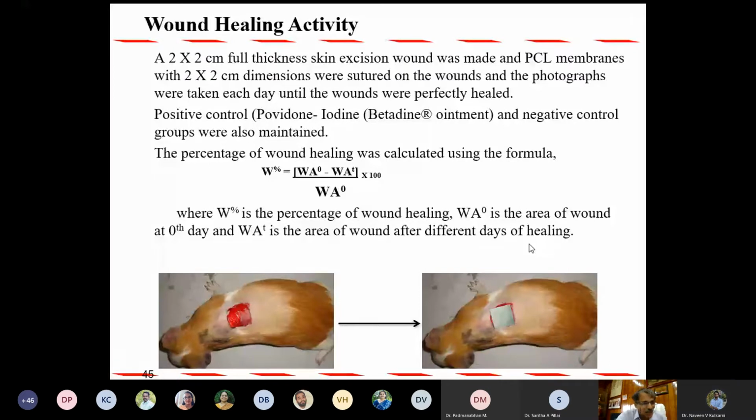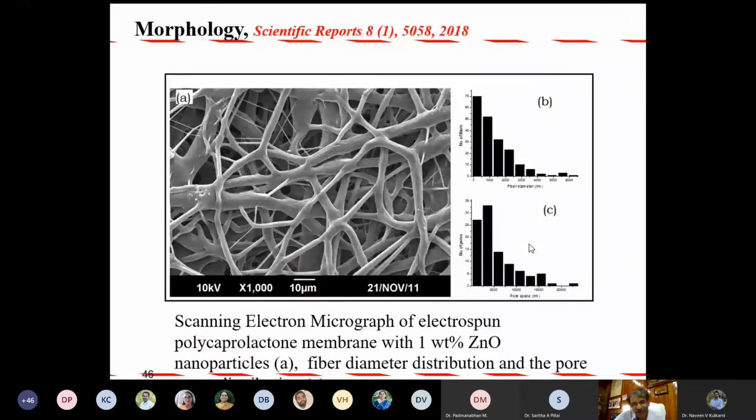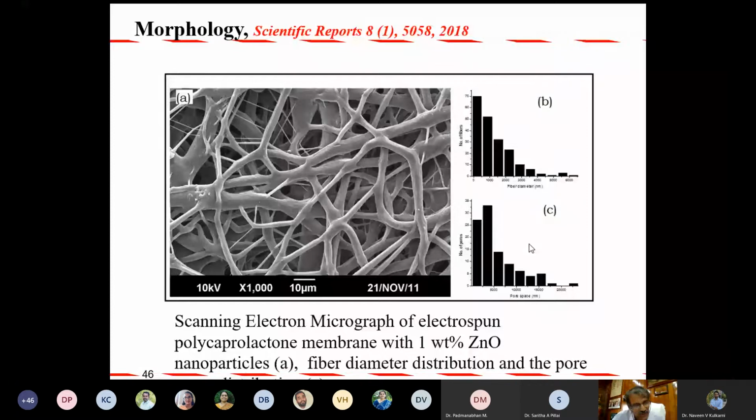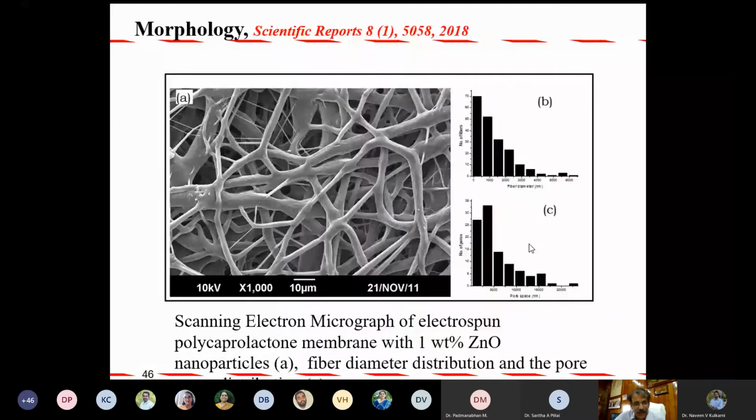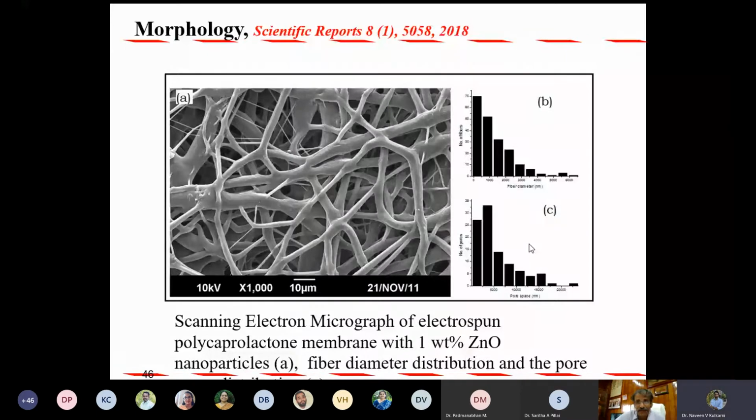You can see the wound is closed by the tape. You know, after just a week or two, you get beautiful healing action. You can see the electron microscopy picture of our tape we have made by electrospinning process. This is made by PCL and with 1% zinc oxide. And 1% zinc oxide has a beautiful healing action.